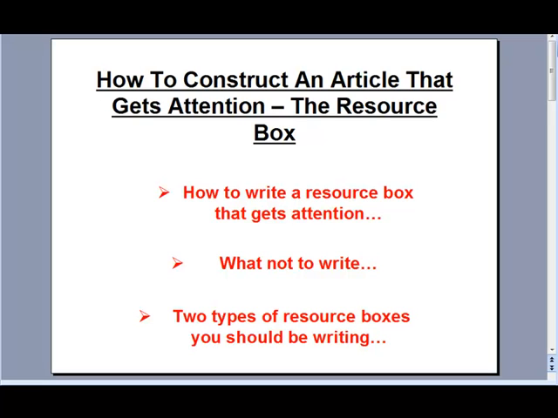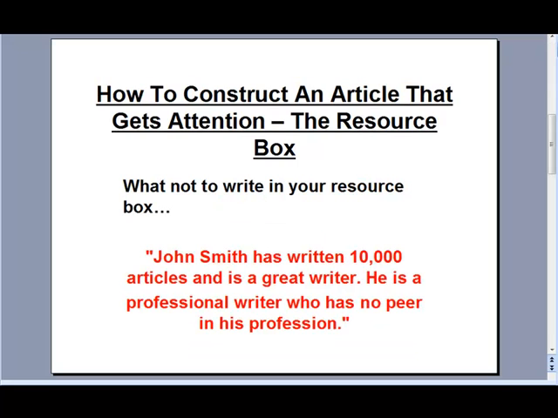It's so important that you write a resource box that tempts the reader to want to click through to your website. You've enticed them to your article with a great title. You've got them to read your article, they're interested, they're hot to trot, so to speak, and they want to know more. So what we're going to do today is show you how to write a resource box that gets attention, what not to write, and two types of resource boxes you should be writing. Very important.